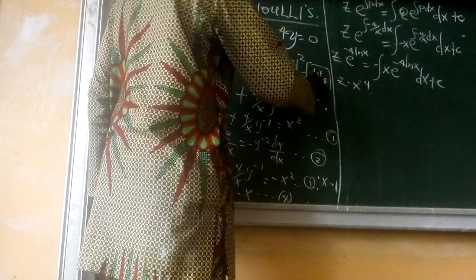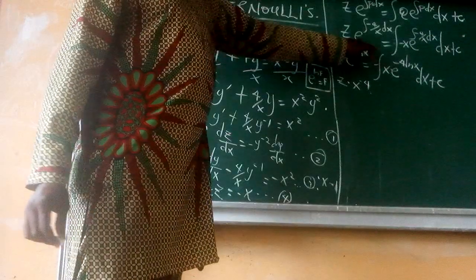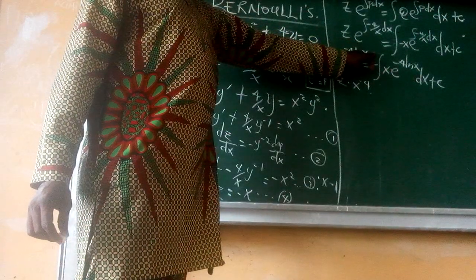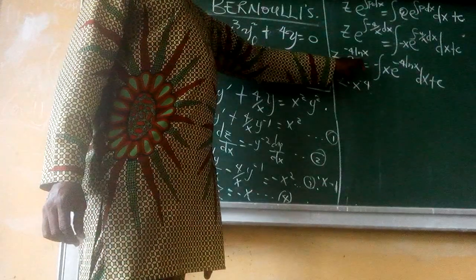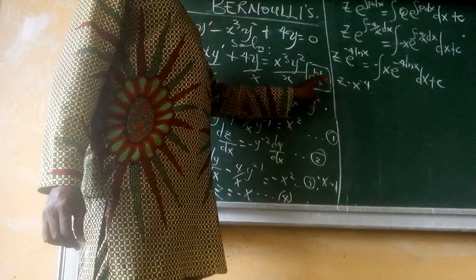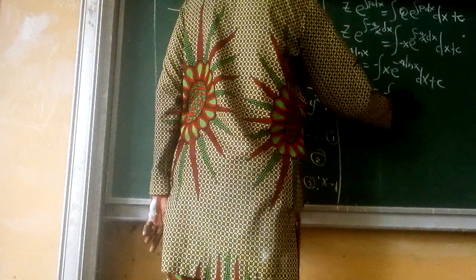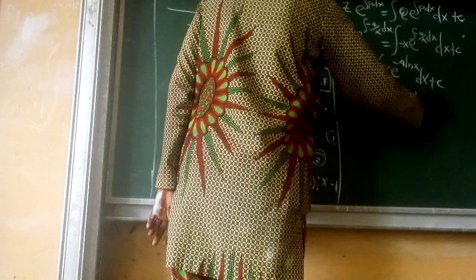Based on exponent ln of a function being the function, by the time minus 4 goes up here, it gives you x raised to the power minus 4. So rather than exponent ln x raised to the power minus 4, it just gives you x raised to the power minus 4, and this is equal to minus integral of x raised to the power minus 4 differential x plus c.